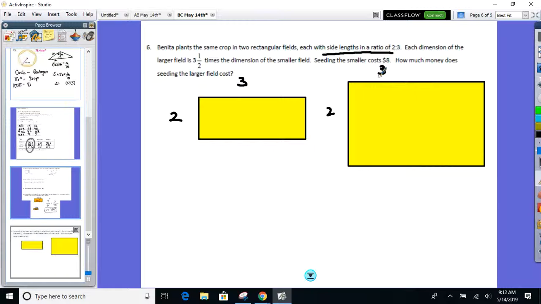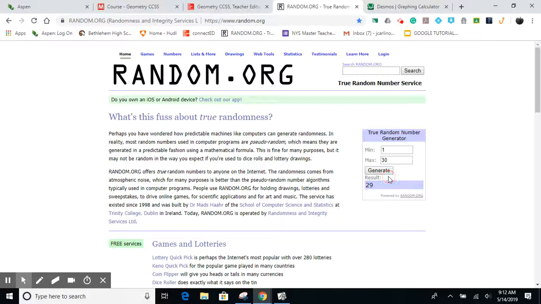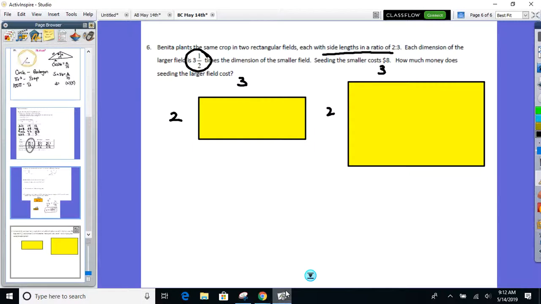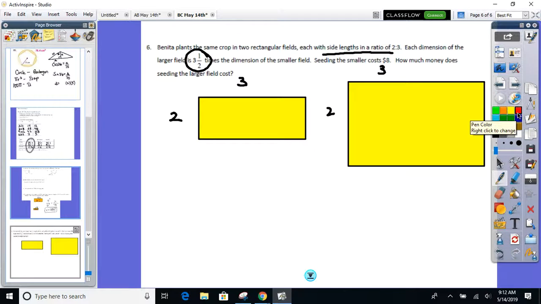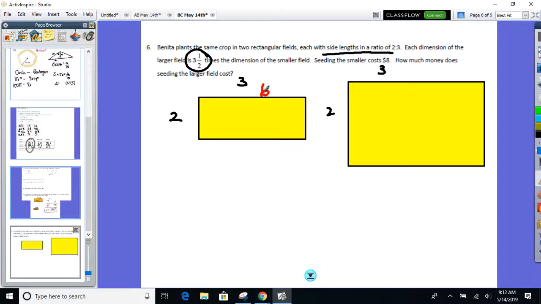Here's what we really need. Each dimension of the larger field is 3.5 times the dimension of the smaller field. Whatever the length is of the bigger one, it's 3.5 times the length of the smaller one. Everyone good? For instance, just give me a random length for the smaller one. 6, sure. 6 inches. That's a pretty small field.